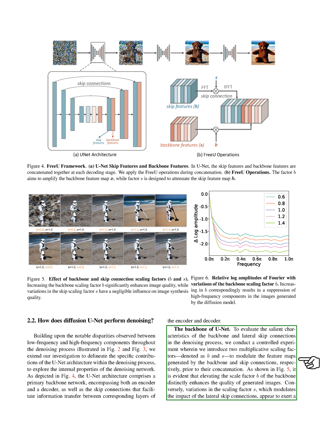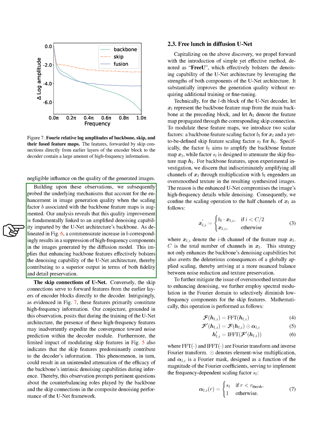Our findings showed that increasing the scaling factor of the main network significantly improved the quality of the generated images. However, changing the scaling factor of the skip connections didn't seem to have much effect on the image quality. We found that the improvement in image quality was due to an increased denoising capability provided by the main network of the UNet architecture. Increasing the scaling factor of the main network resulted in a reduction of high-frequency components in the images generated by the diffusion model.